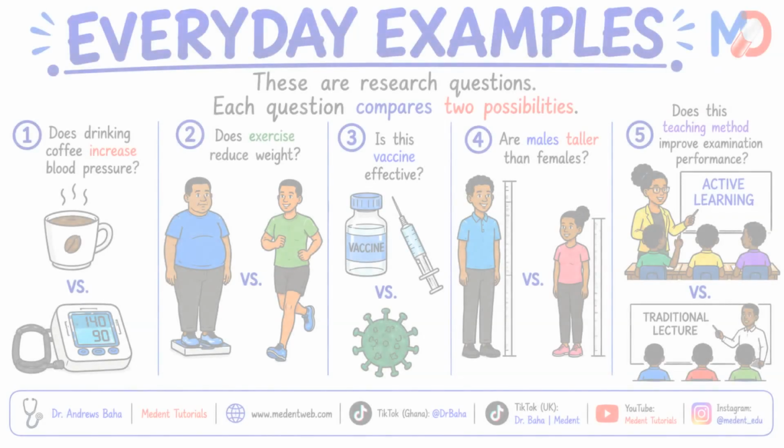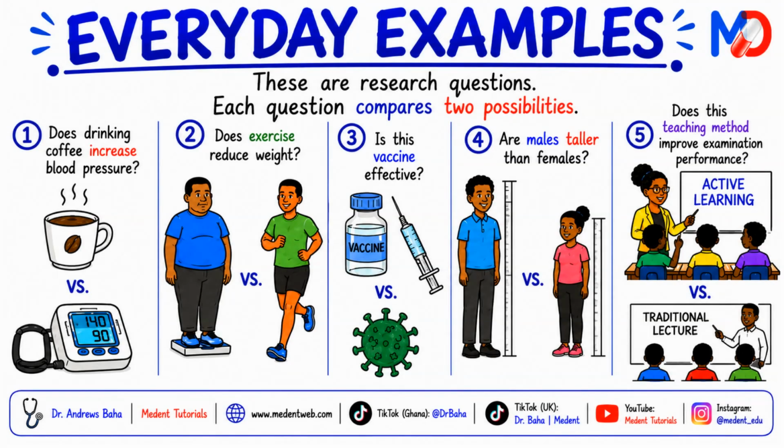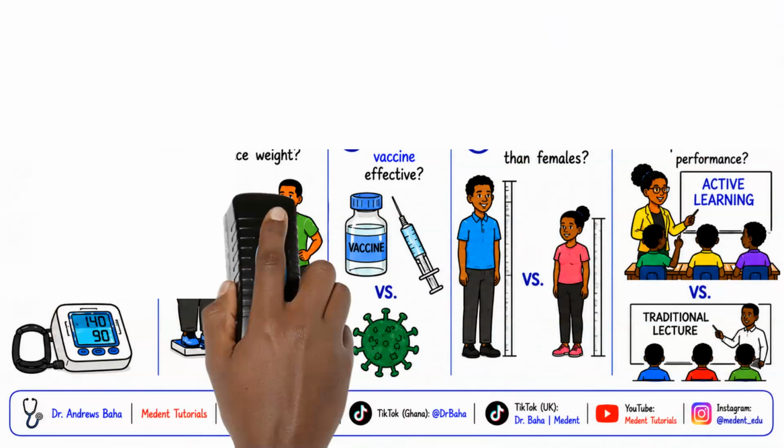These are examples of research questions. Notice that each question compares two possibilities. Is something different? Is something better? Is there an effect? Research helps us answer these questions using evidence instead of opinions.